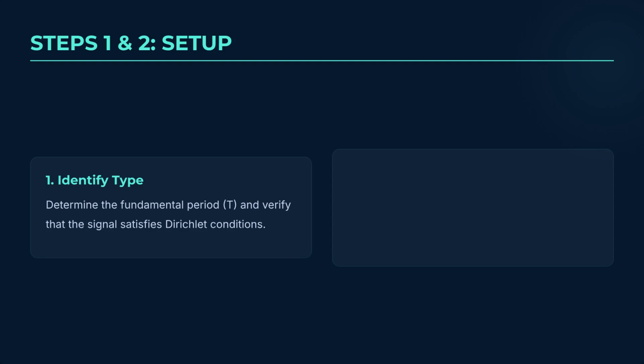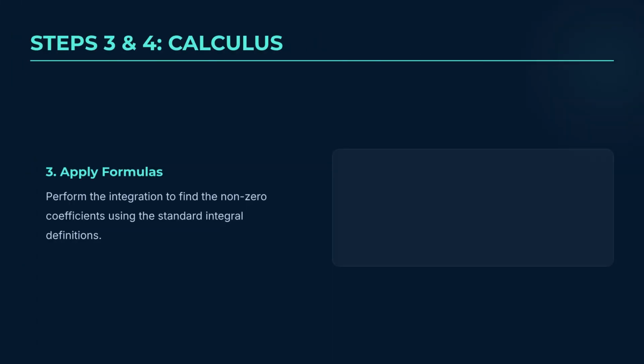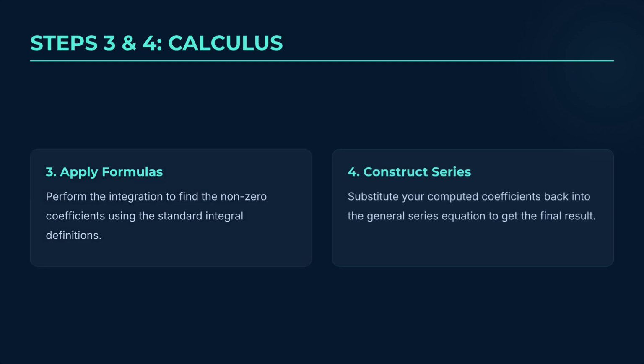Step 1 is setup. Identify the signal type, determine its fundamental period T, and confirm the Dirichlet conditions. Step 2 is check symmetry. Assess for even, odd, or half-wave symmetry to potentially eliminate coefficients A naught, A sub n, or B sub n. Step 3 is calculus. Apply the integral formulas to compute the non-zero coefficients. Step 4 is construct series. Substitute the computed coefficients back into the general Fourier series equation for the final result.